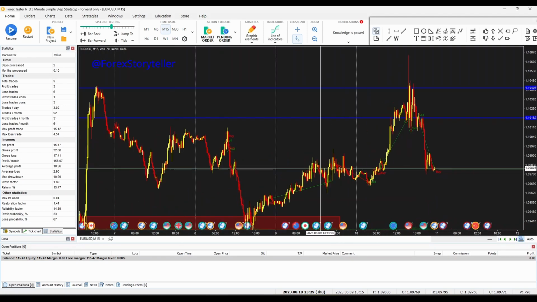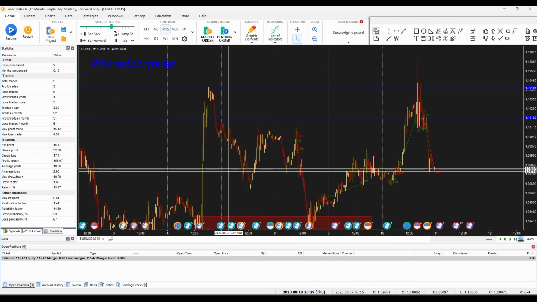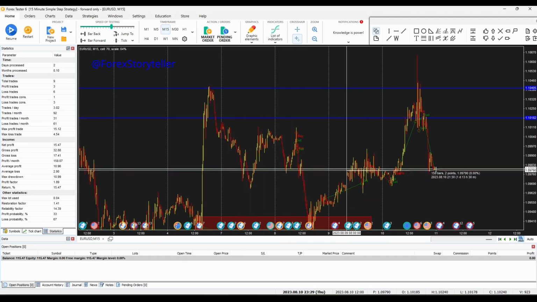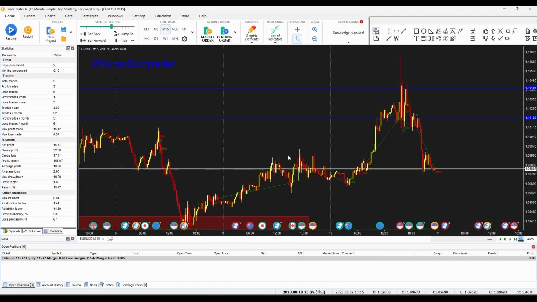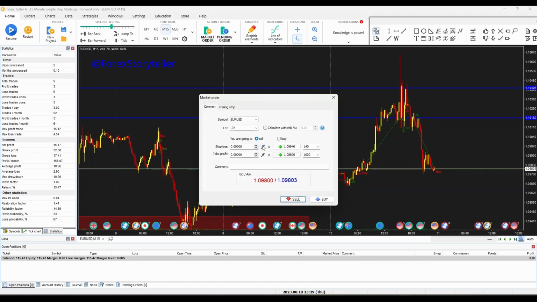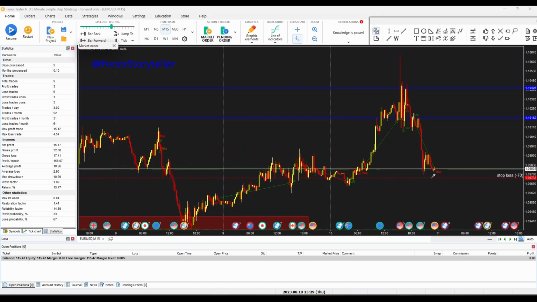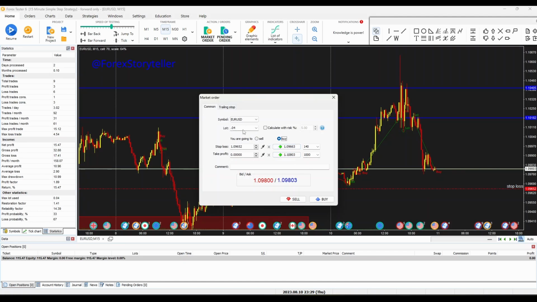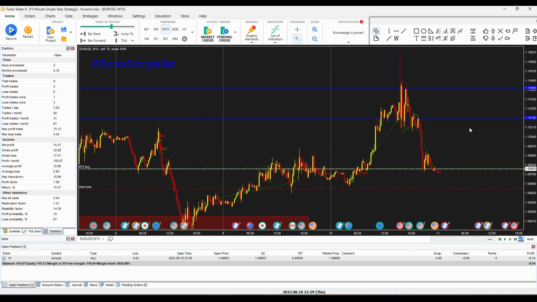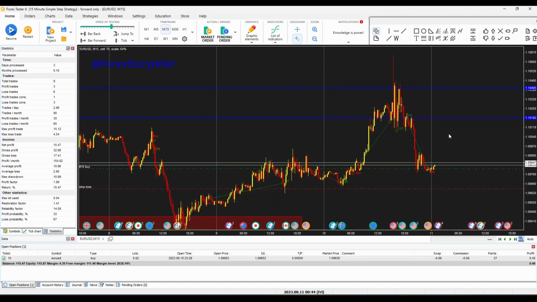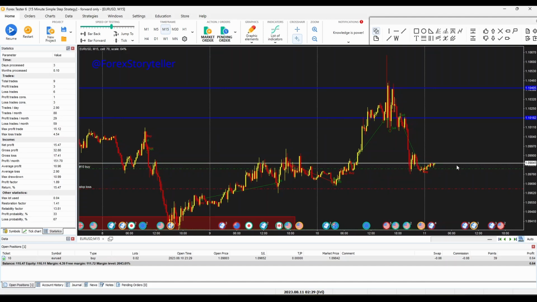And now what we're looking at is we've got a little bit of a level here, straight across. So what I'm going to do is take that into account. And we're going to use about a 15 pip stop loss. And we'll go with a 0.02. And we'll buy that. And see what we can get to here.